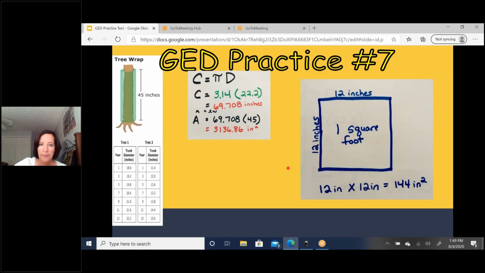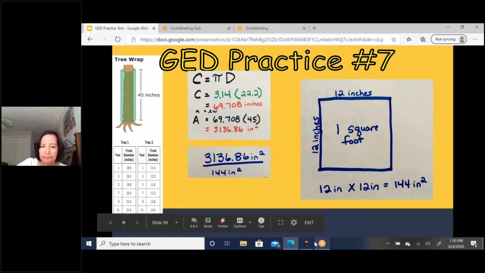So I drew 1 square foot. And 1 square foot is going to be 12 inches tall and 12 inches wide. And if I were to make the grid and draw the line, we would have 144 tiny little square inches inside this box. So for every 144 square inches, we're going to have 1 square foot. That means that we need to take our answer, 3,136.86, and divide that by 144.